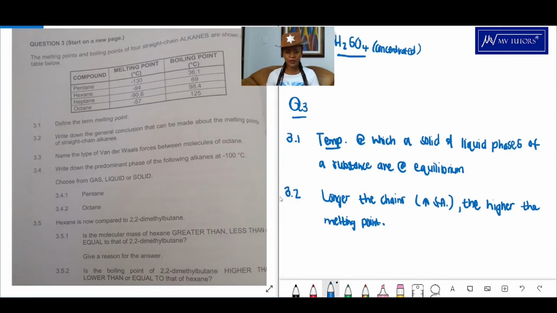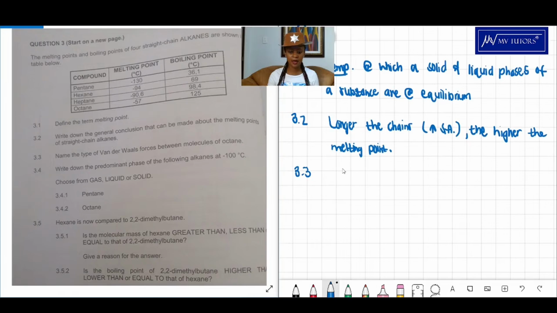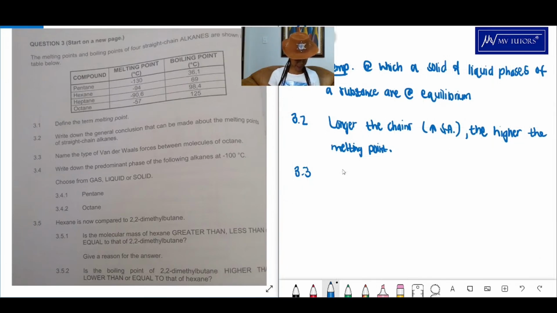And then 3.3, let me just take the screen a little bit higher. Okay, so now it says, name the type of van der Waals forces between the molecules of octane. At this point, octane has the highest melting point and also has the highest boiling point.